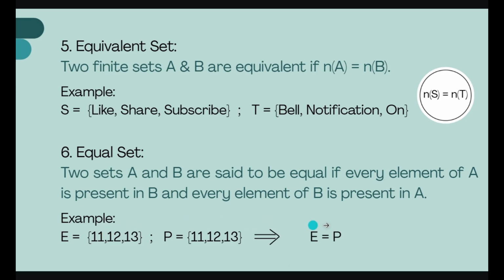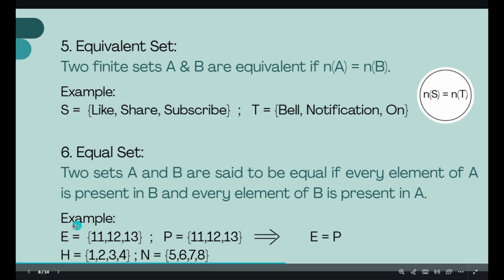So we can write it as E equals to P. Looking at another example, both the sets H and N do not have the same elements. So they can be written as H is not equal to N.